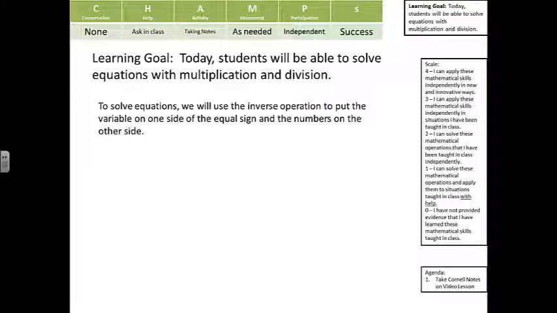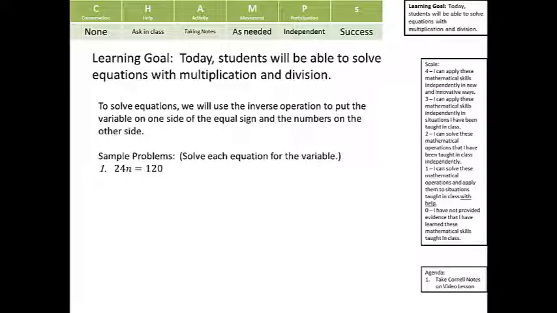We're going to use the same principle that we used last time, and that is we're going to use the inverse or the opposite operation to solve for the variable in each of the equations. So if we are multiplying in the equation, then we're going to solve it by using division. And if it's a division problem, we're going to solve it by using multiplication. So we're going to get started with our sample problems.